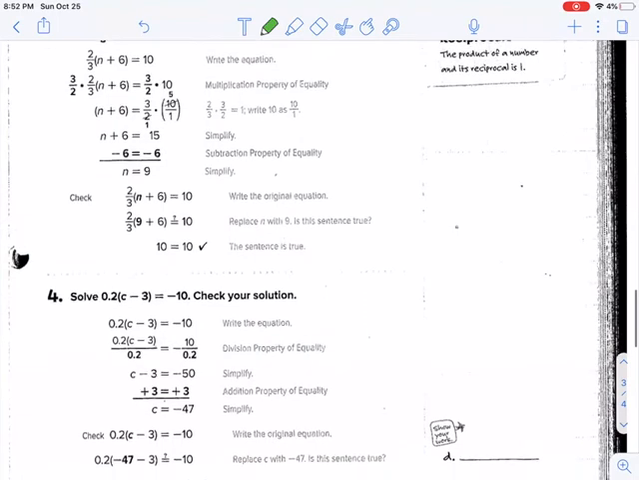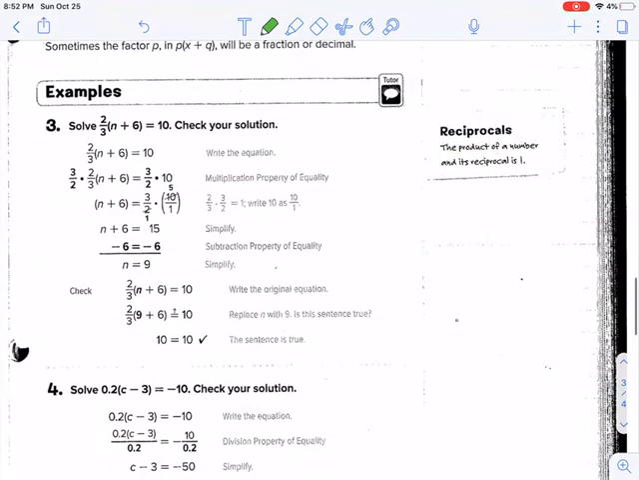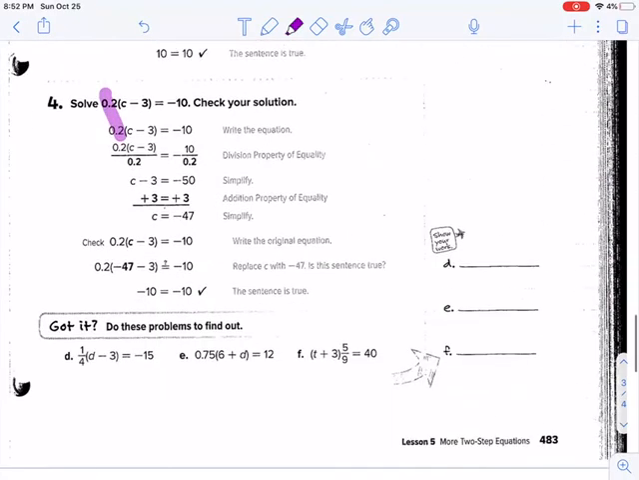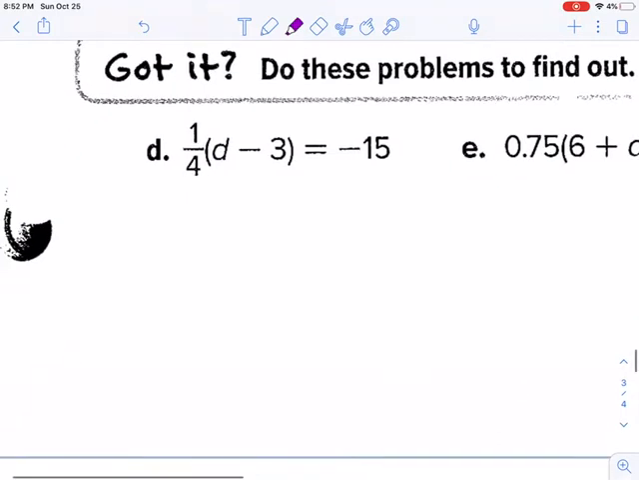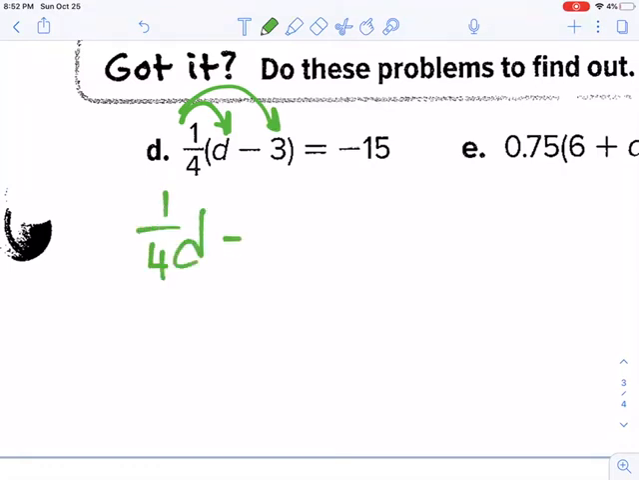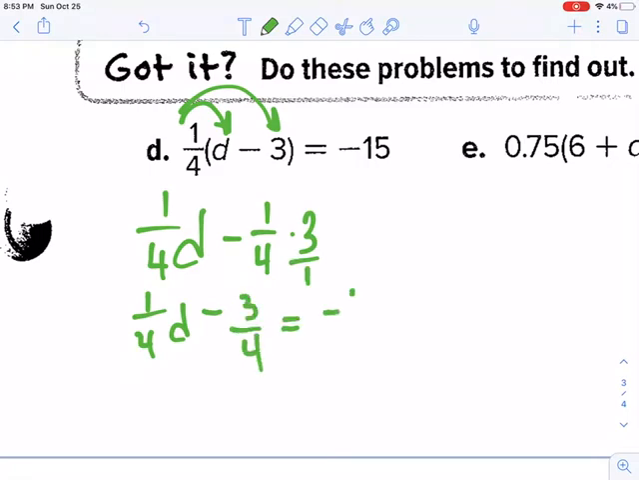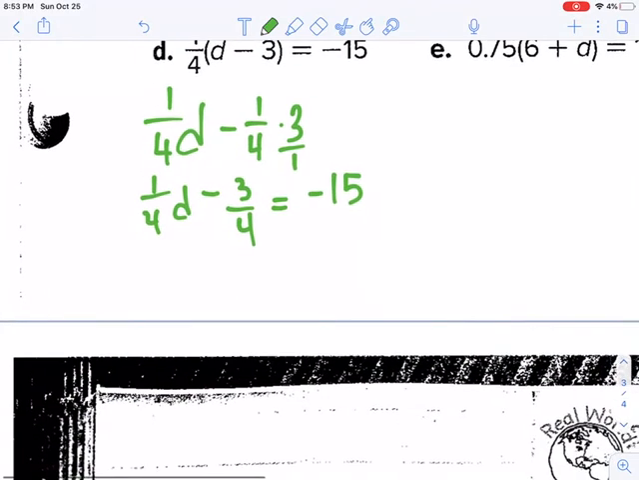All right, and then the same thing with the next page. There are some examples there where you have a rational coefficient, fractions, decimals. You're just going to do the same thing. Let's do letter D together. You're going to take that 1/4 times everything inside. So 1/4 d, and then 1/4 times 3. Remember, you can make that 3 over 1. That gives you 3/4, and it's going to equal negative 15.